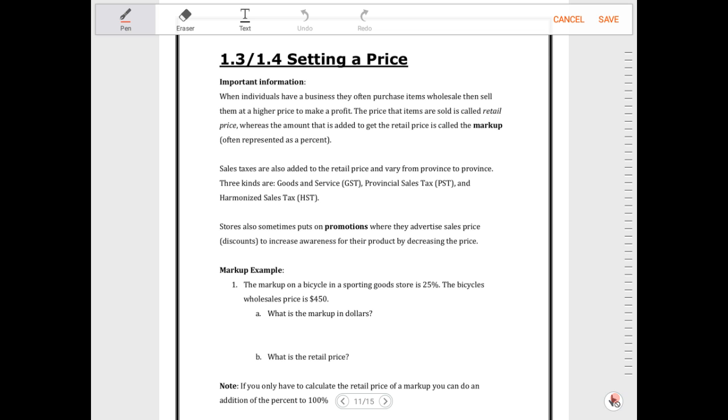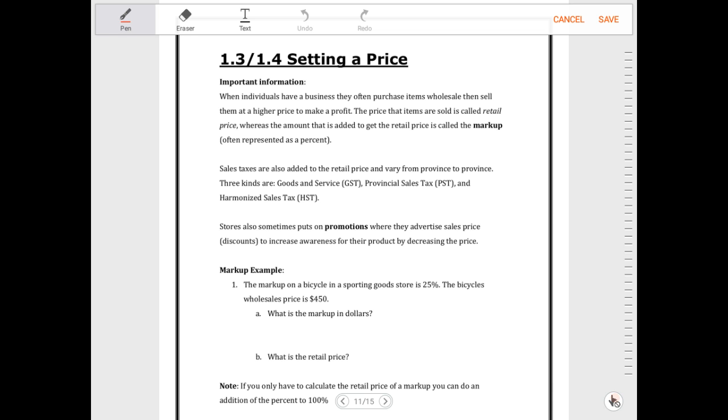So I'm just going to read a little bit of this here to you. It says, we're going to start with markup. When individuals have a business, they often purchase items wholesale and then sell them at a higher price to make profit. The price that items are sold at is called retail price, whereas the amount that is added to the retail price is called markup.